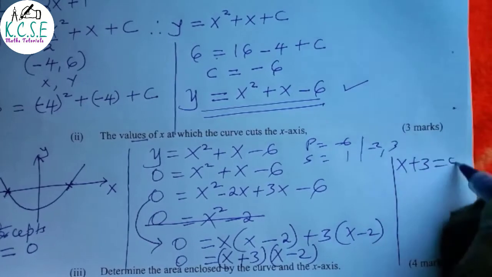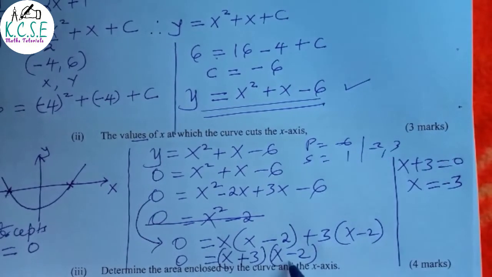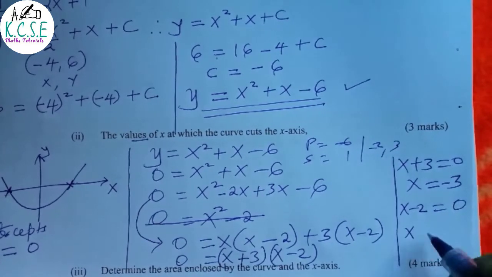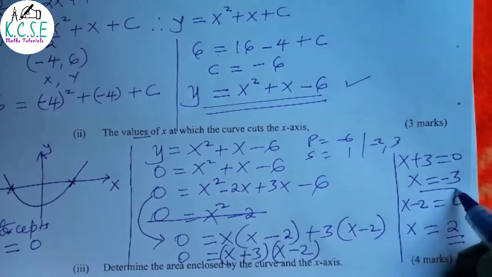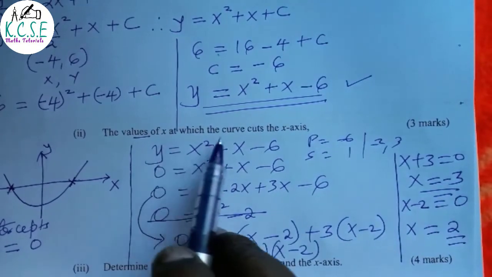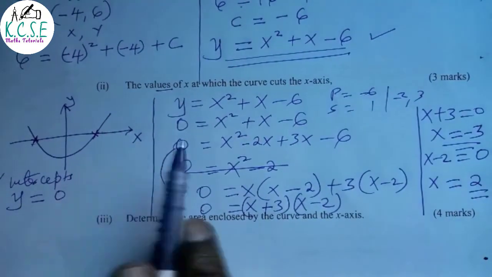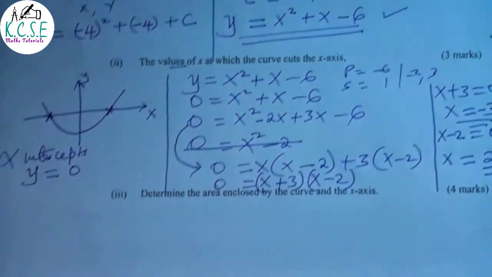So therefore, x plus 3 equals 0. So the first value of x will be -3. And the other one, x subtract 2 equals 0. So x equals 2. So you have these two values. So you've already got the values of x at which the curve cuts the x-axis. So we've got the x-intercepts in that question. So those are the two values.